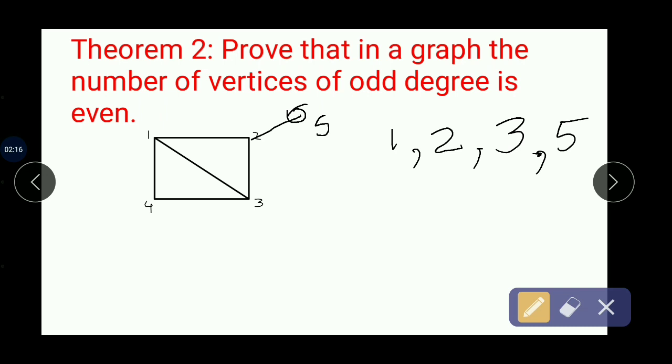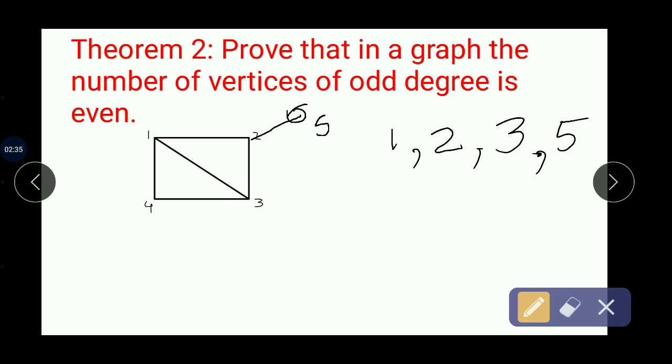So what is the total number of vertices whose degree is odd? There are four vertices which have odd degree. Four is an even number, so there is an even number of vertices which have odd degree.